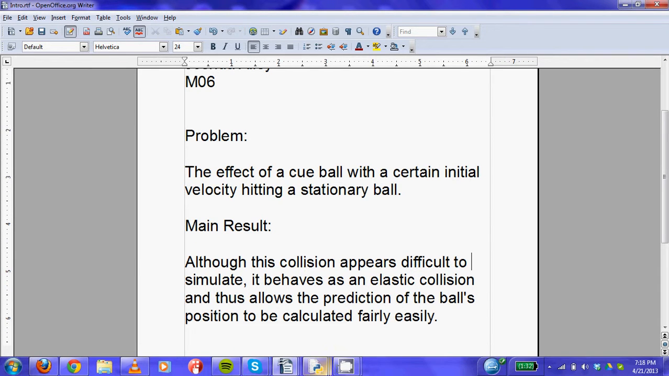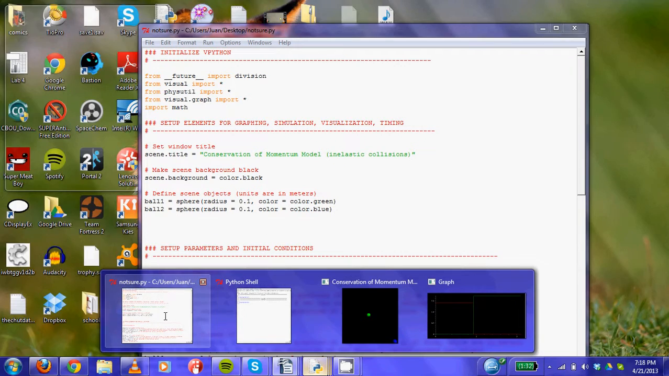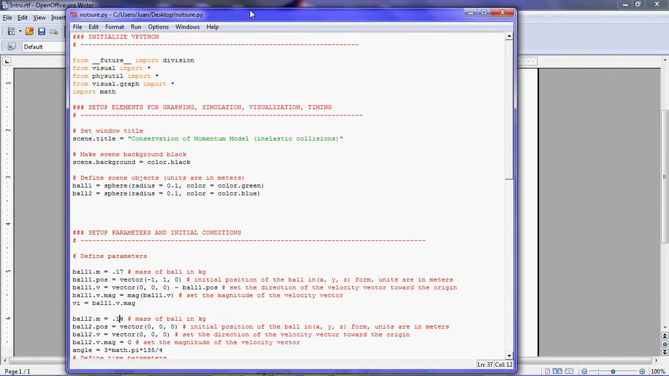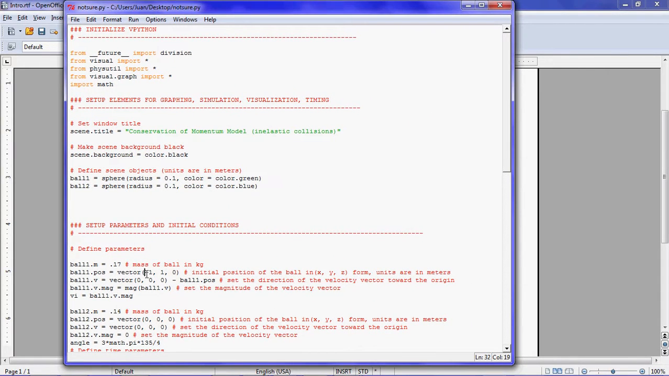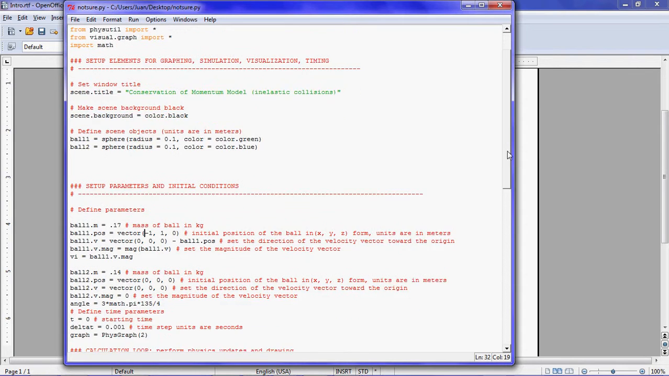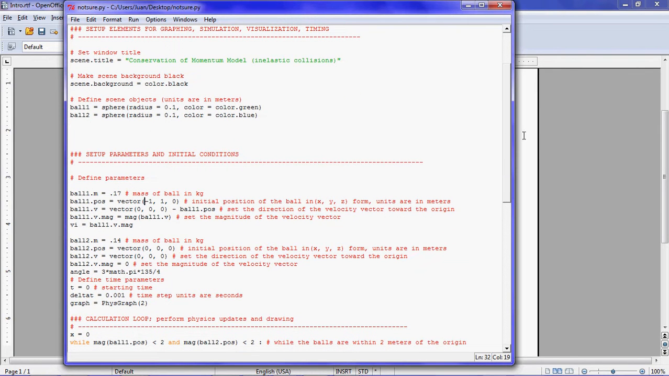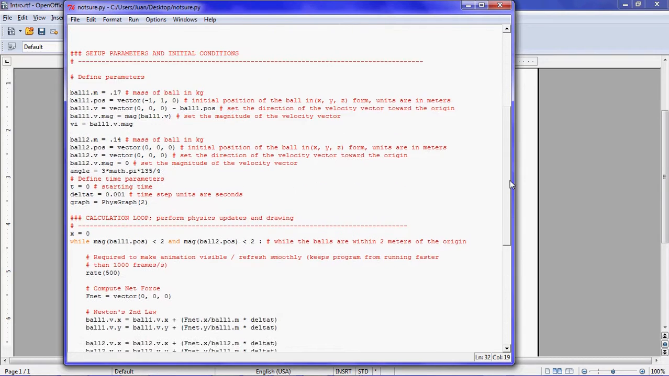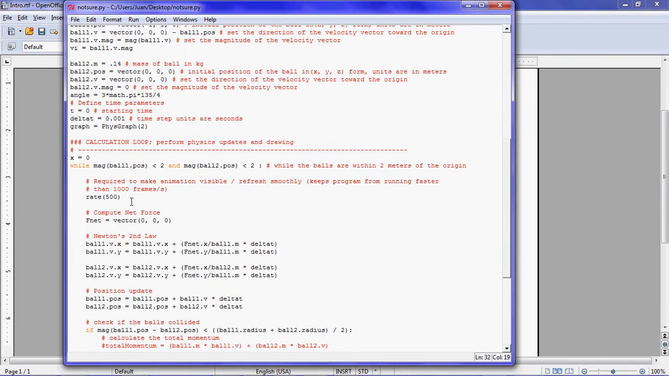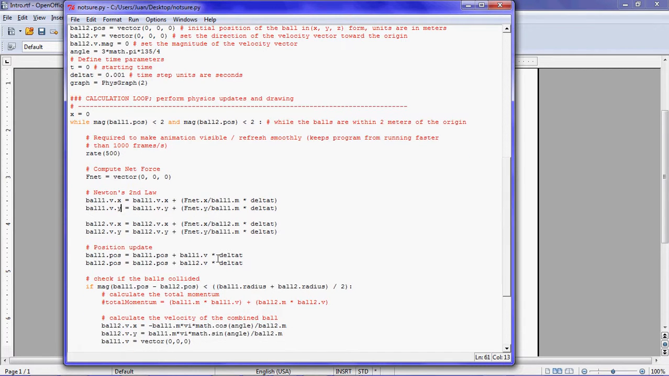So if you take a look at the Python code, you can see the masses, the velocities, magnitude of velocities, F net, x and y velocities, positions updated with pos equals pos plus ball dot v times delta t.